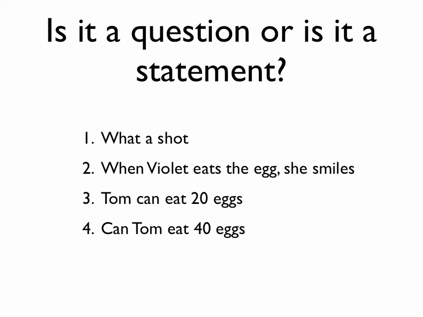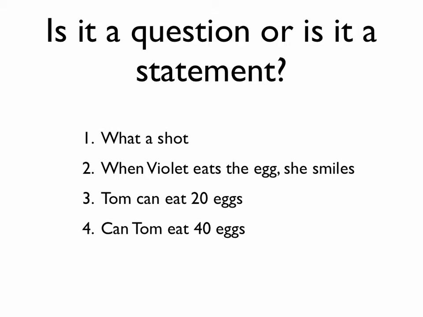Here's another set of 4. And you can guess whether it is a question or a statement. Number 1, what a shot. Number 2, when Violet eats the egg, she smiles. Number 3, Tom can eat 20 eggs. Number 4, can Tom eat 40 eggs? So you can probably also hear a difference in how I am reading each one of these sentences. Listen to number 3 and number 4 again, and you can probably guess just by the way that I'm reading them which one is a statement and which one is a question.